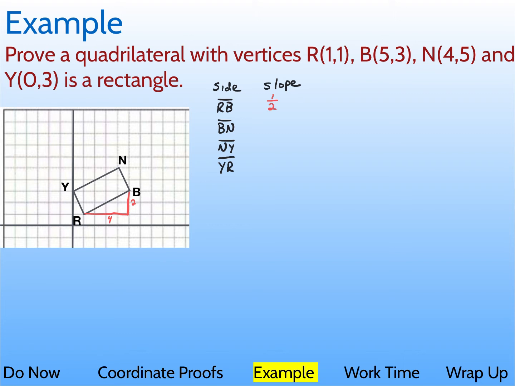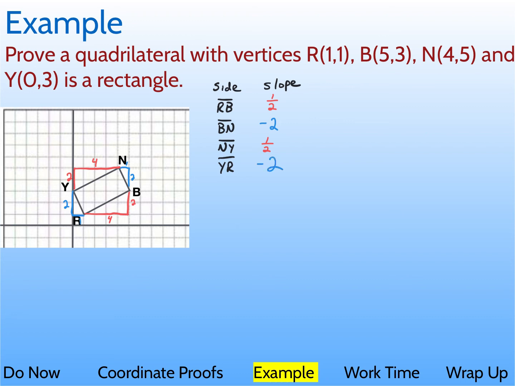BN, I'm going to use a different color just so you can see them side by side. BN goes down 2 over 1, so BN is actually a slope of negative 2. And then NY is up 2 over 4, or again, 1 over 2 when you reduce it. And then finally, YR is down 2 over 1, or negative 2.